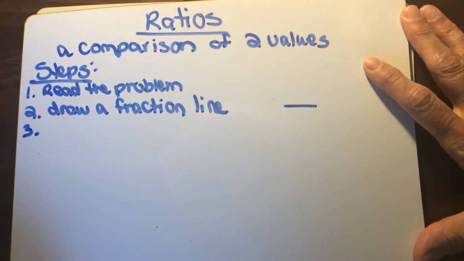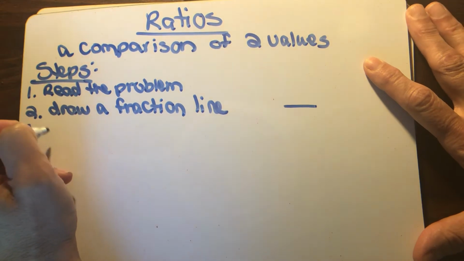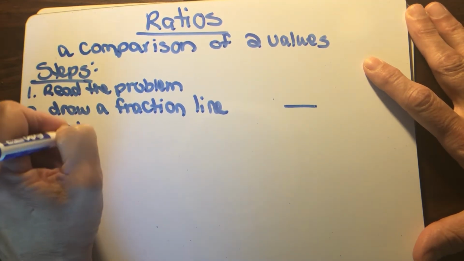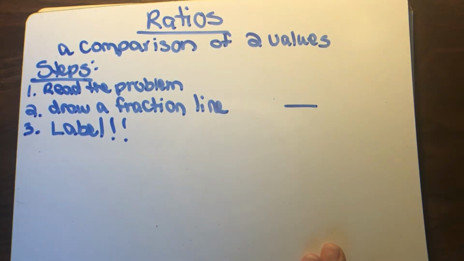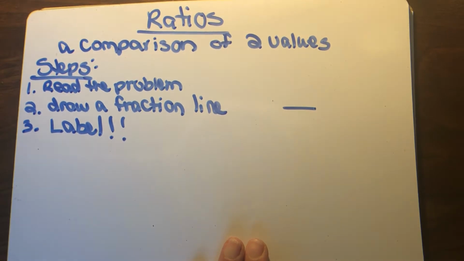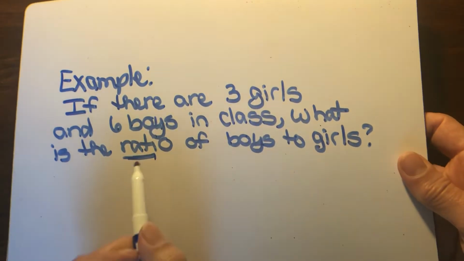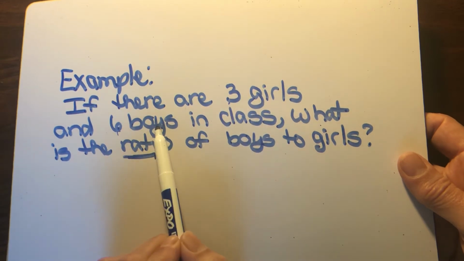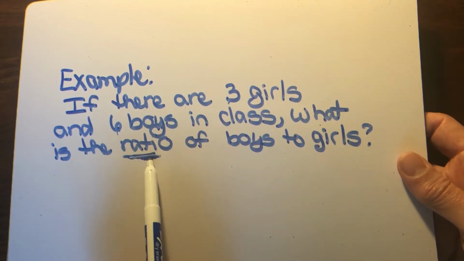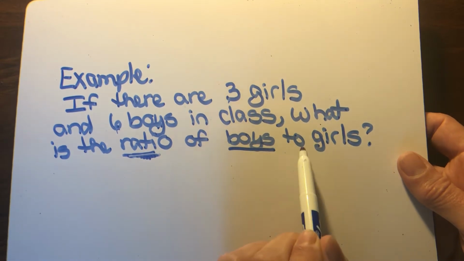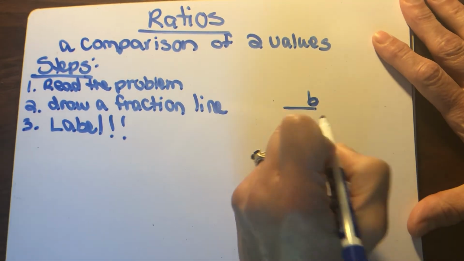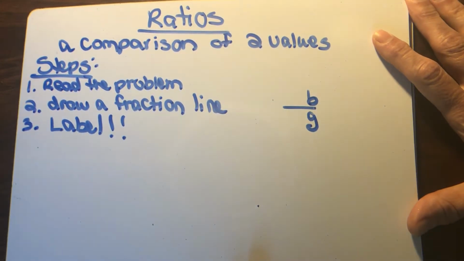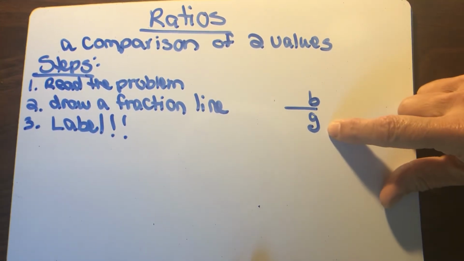Number 3, after you draw the fraction line, it is imperative that you label your categories, okay? Because ratios are super easy, but you've got to have them in the correct order. So look at this one. It gives you 3 girls and 6 boys, but what are they asking you for the ratio of? They're asking you for the ratio of boys to girls. So on our fraction line, we need to label. I'm just going to put B for boys and G for girls. You can put the whole word or whatever you want. So we've got to label boys to girls.